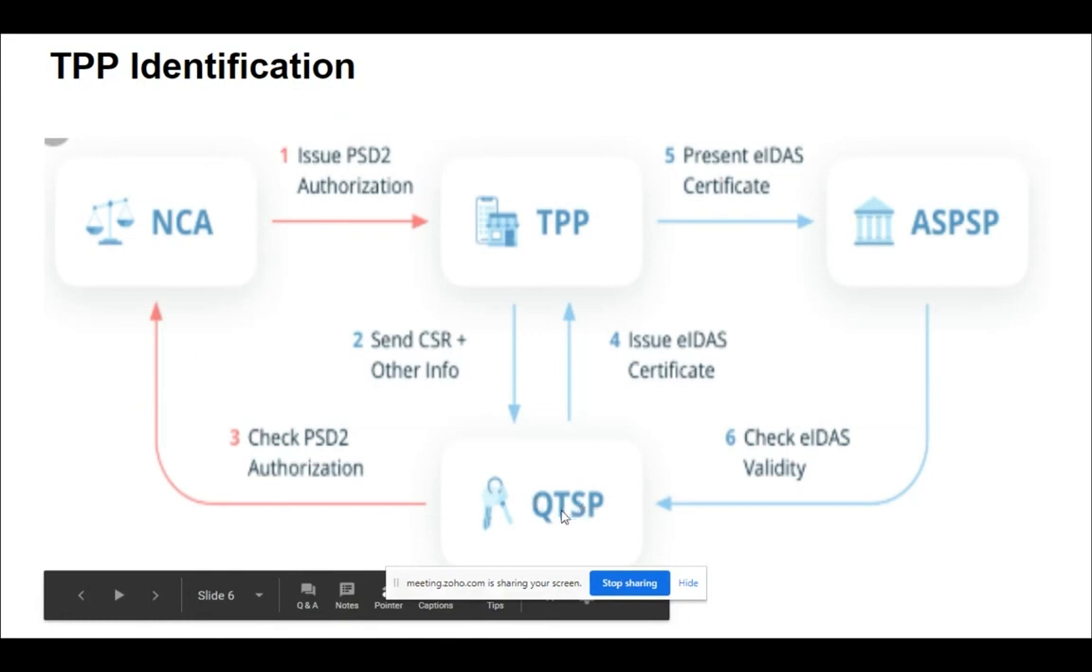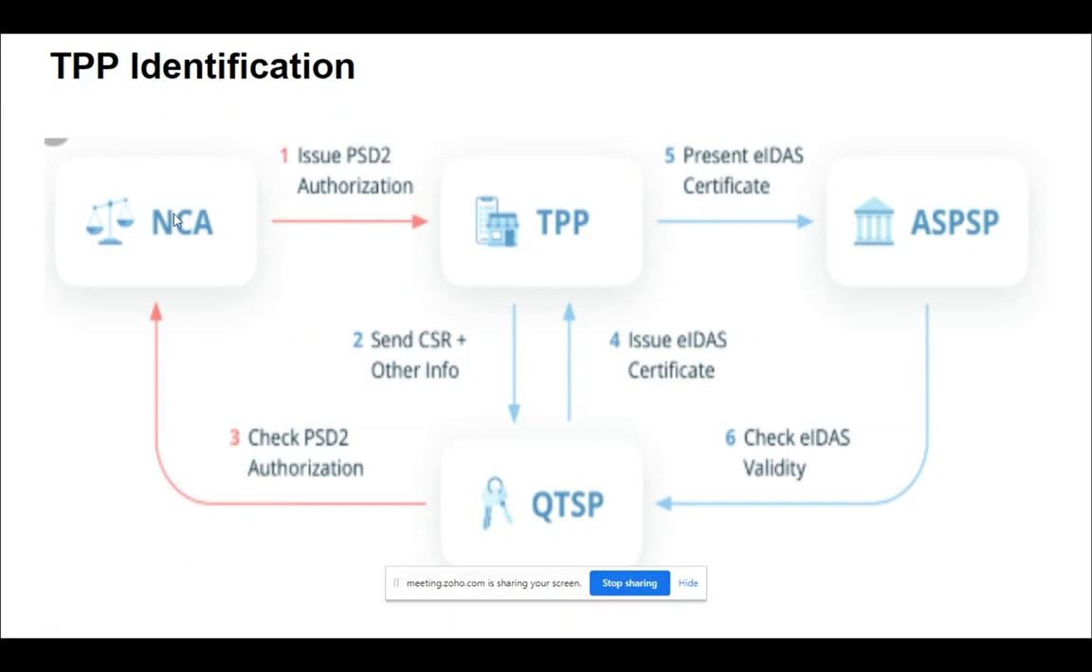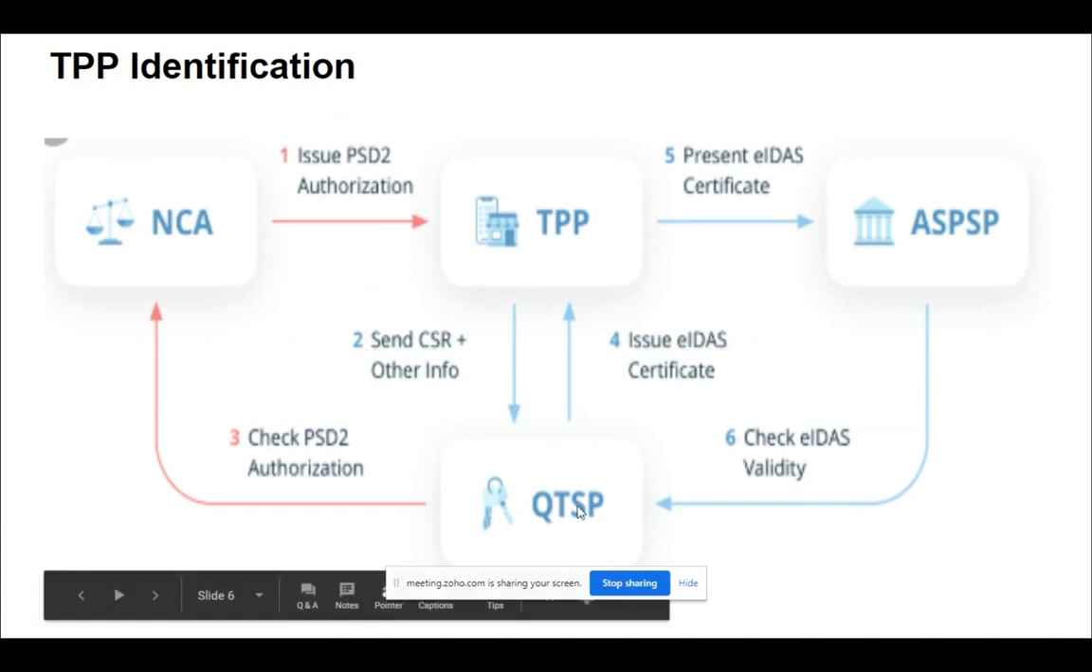Okay, so the qualified trust service provider will check whatever CSR info we are sending. It also contains the authorization number. It will check with the NCA, and the NCA will say yes, it is a correct user, he's already registered with the NCA. Then the QTSP will send the certificate. It will issue the certificate to the TPP.